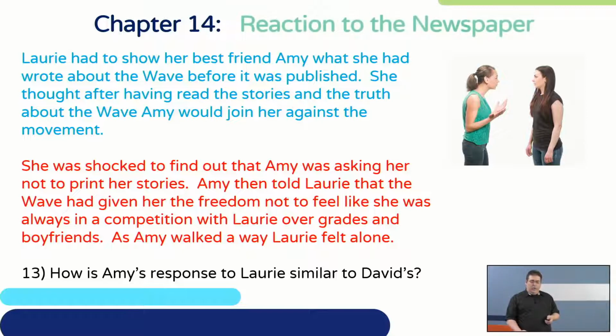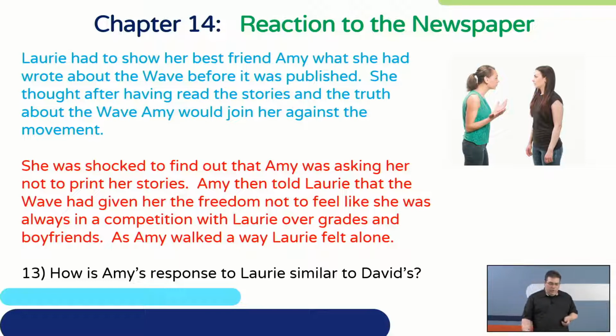Chapter 14, what are we going to call it? Reaction to the newspaper. So we have this, the newspapers come out. Let's see what the reaction is by the school. Lori had to show her best friend Amy what she had written about the wave before she published it. She thought after having read the stories and the truth about the wave, Amy would join her against the movement. She was shocked to find out that Amy was asking her not to print the stories.